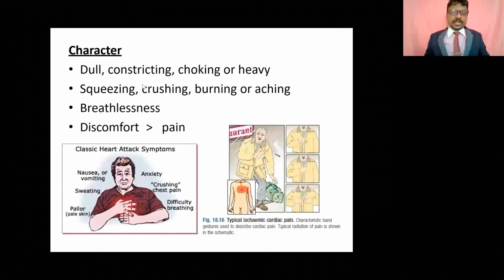We have to differentiate: if anybody has these symptoms, we can predict it is related to cardiac chest pain.